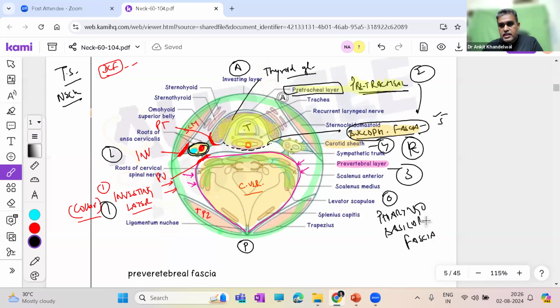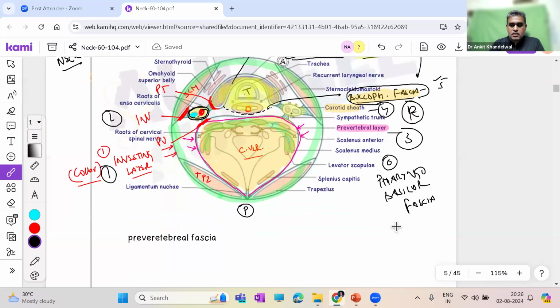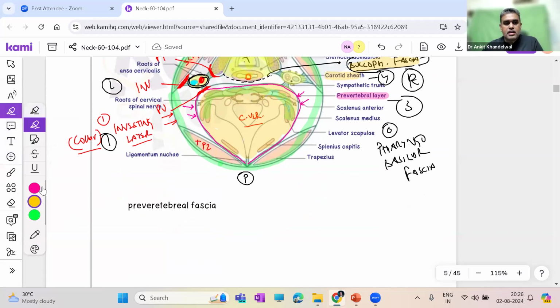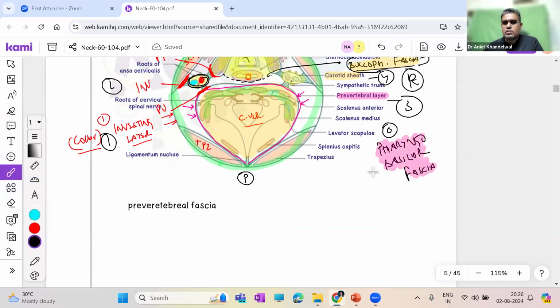Okay, sir, so where is it, sir? That should be a good question. The question should run in your mind: where is pharyngobasilar fascia? Help us in locating it. Okay, so what do you think? From the name, where should it be? Pharyngobasilar fascia. It should be between the pharynx and some base. What base? Base of skull.